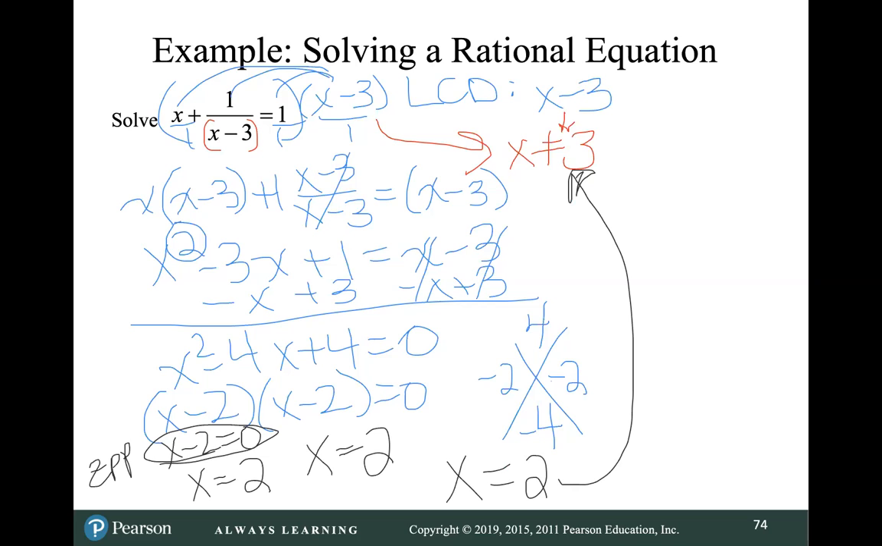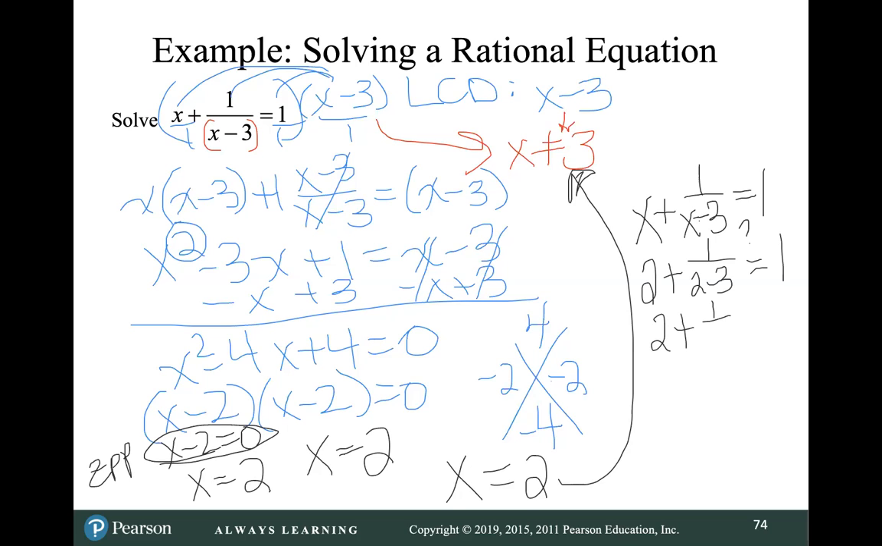But how do I check my solutions to make sure that it works? I'm going to substitute that back into the original equation. (x plus 1) over (x minus 3) equals 1. So if x is 2, that's (2 plus 1) over (2 minus 3). And we're hoping that equals 1. 2 plus 1 is 3, and 2 minus 3 is negative 1.